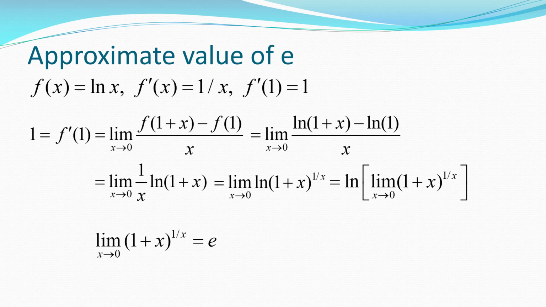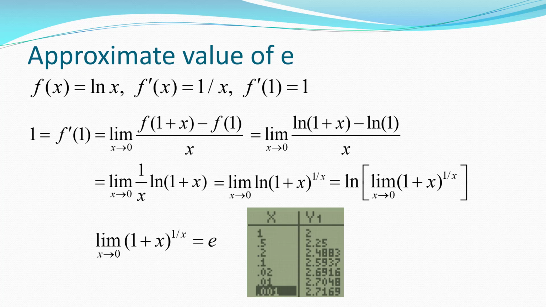You literally just evaluate the function 1 plus x to the 1 over x power for x values where x gets closer to 0. And that's what I did here. I just typed into the function and I evaluated it for where x is getting closer and closer to 0. And you can see that the corresponding function values get closer and closer to e.